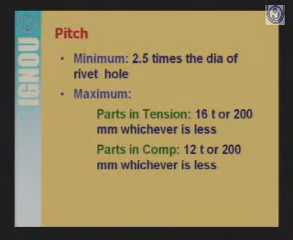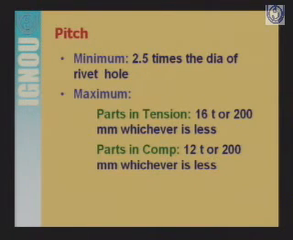Now, with this much introduction of the failure patterns, let's move to some other important terminology and their permissible limits, minimum and maximum limits. Pitch, as you know, is the distance between the consecutive rivets measured in the direction of the force.